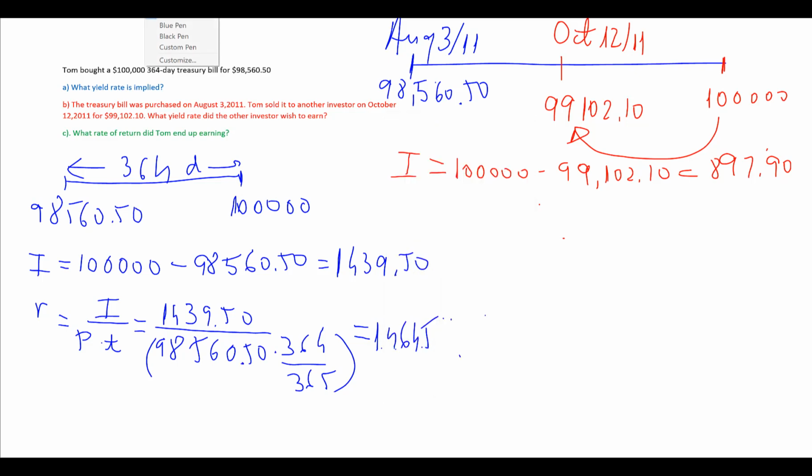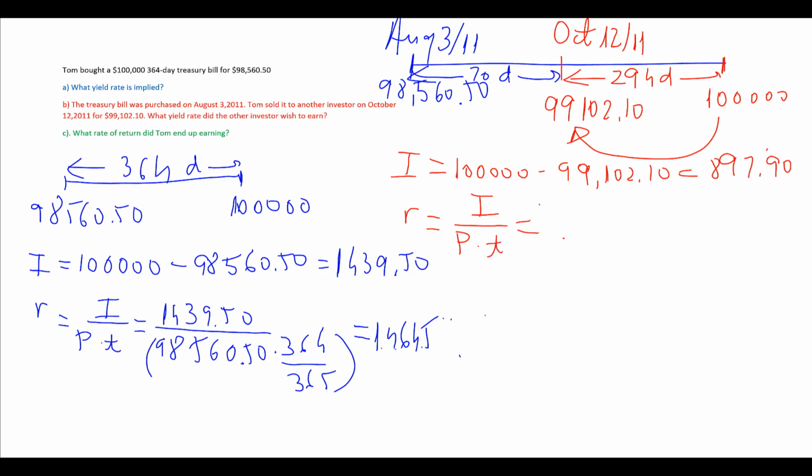So we have 70 days between August the 3rd and October the 12th. Between October the 12th and the maturity date, we have the remainder up to 364. So 364 minus 70, we have 294 days. So to calculate the rate, we have the overall return expressed in dollars divided by purchase price and time.